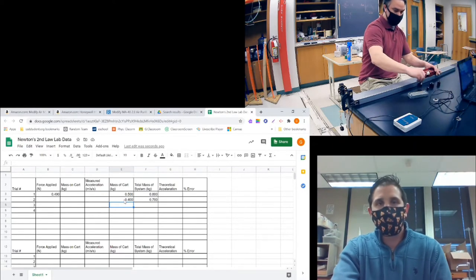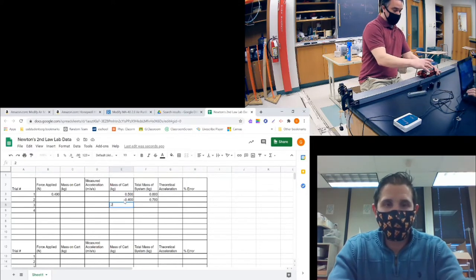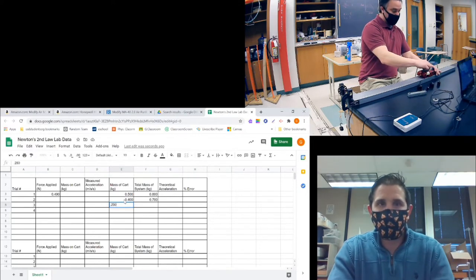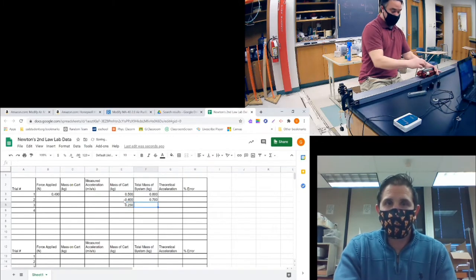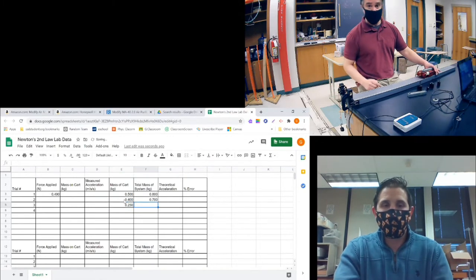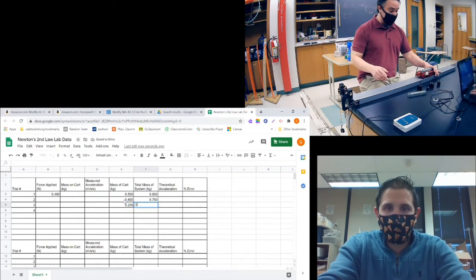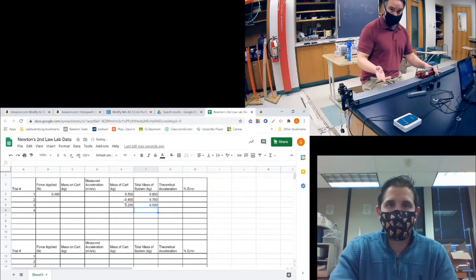Okay, I'll just put this one on there. So 250 for the cart, plus 250 on this weight, plus another 50 hanging, so the total mass of the system is going to be 550 grams.